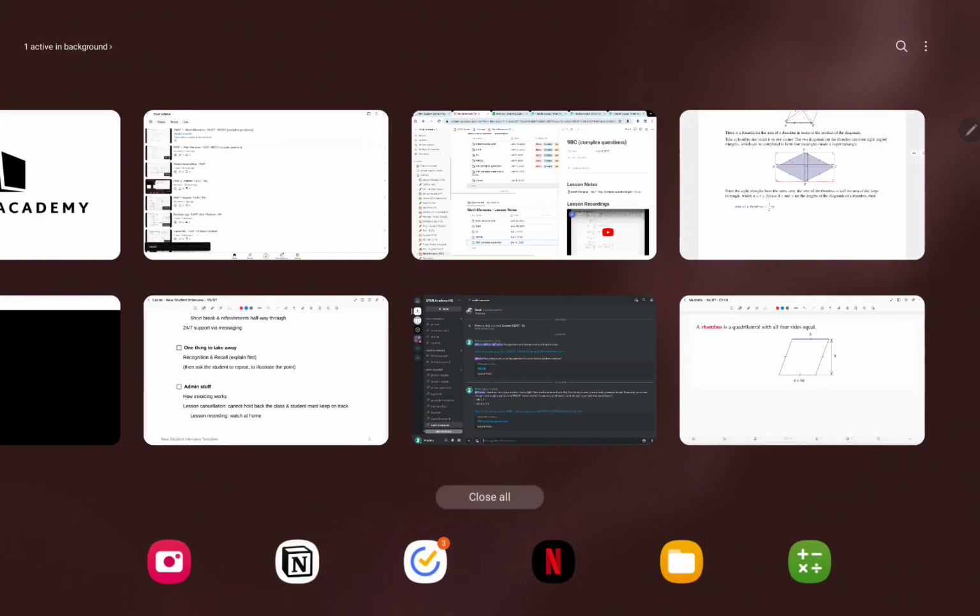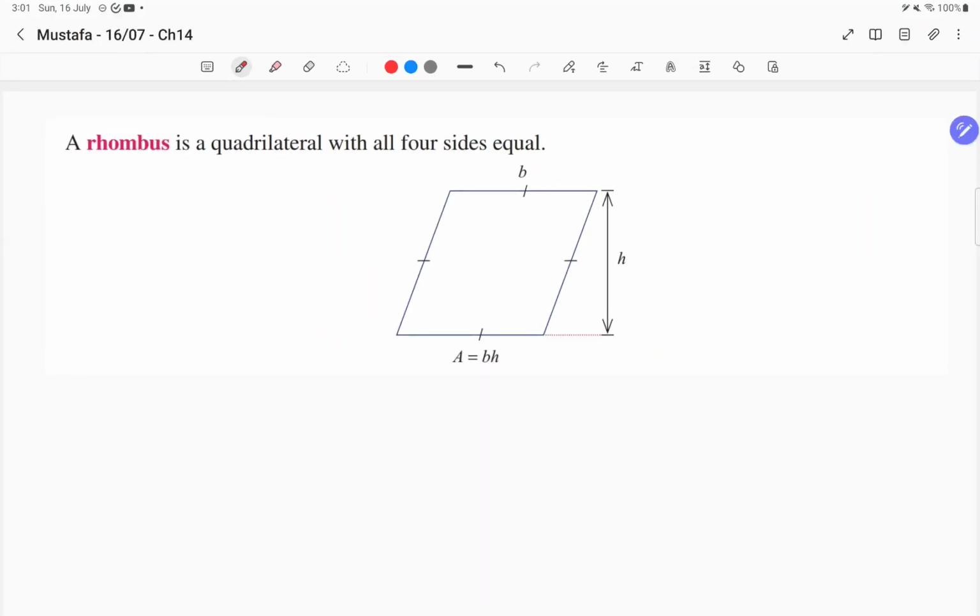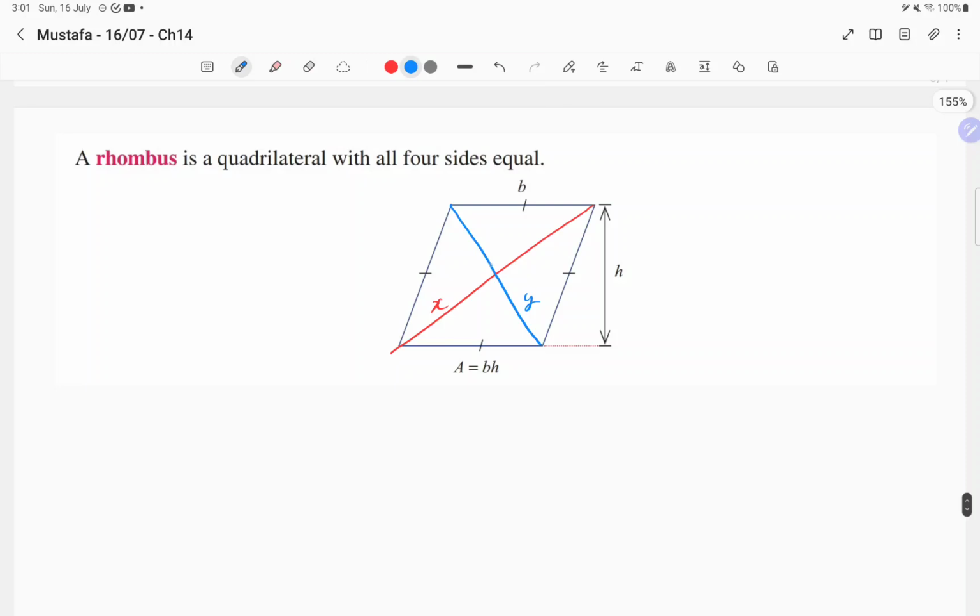All right, another special formula for the rhombus. Yeah, this is the one. If you have the two diagonals, so that's x, and then the other diagonal called y. A rhombus has a special feature where the two diagonals are actually perpendicular to each other. That's a specialty of a rhombus.